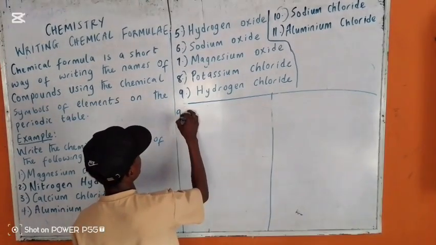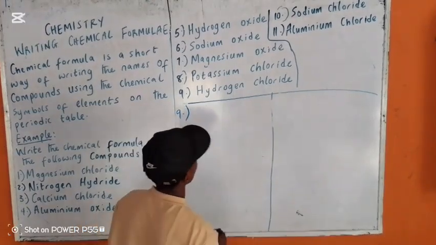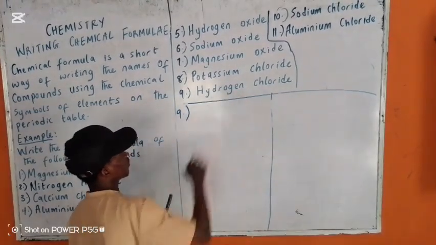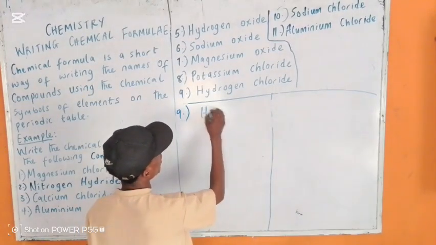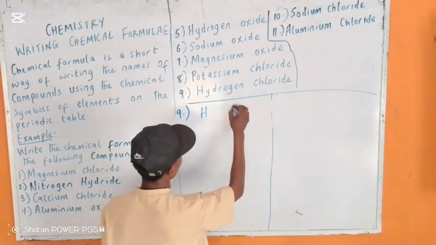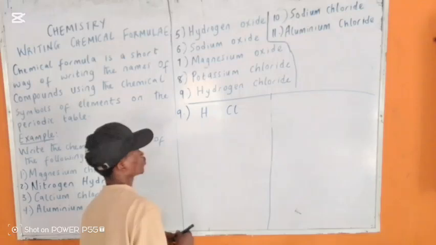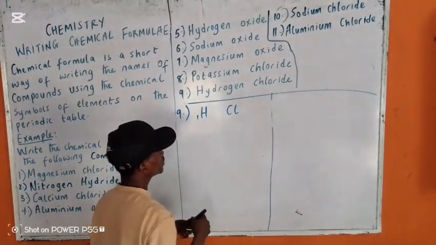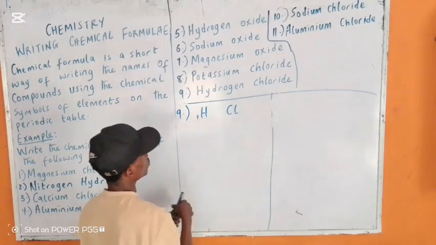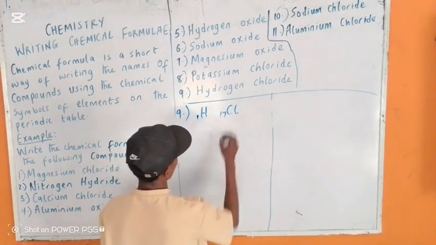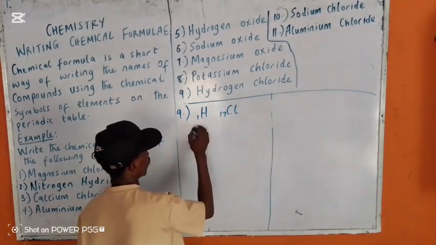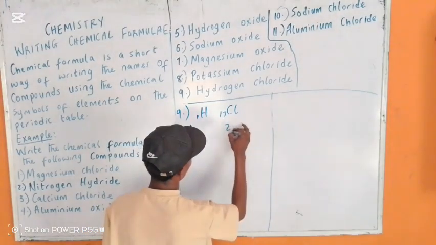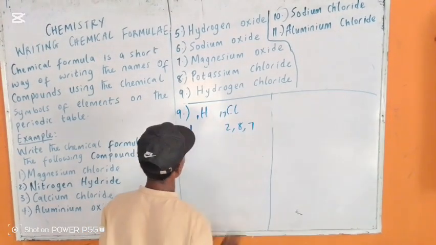Number 9. For number 9, we have hydrogen chloride. So how many elements do we have here? We have hydrogen and chlorine. The atomic number of hydrogen is 1. The atomic number of chlorine is 17. So we have 1 for the K element. For chlorine, we have 2,8,7.